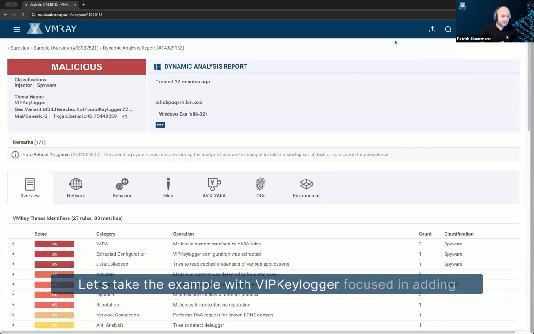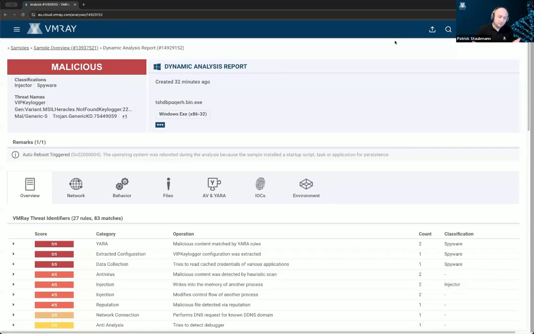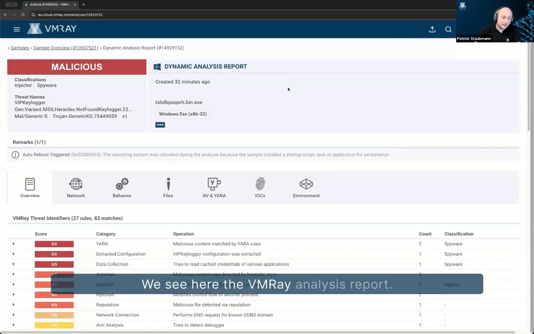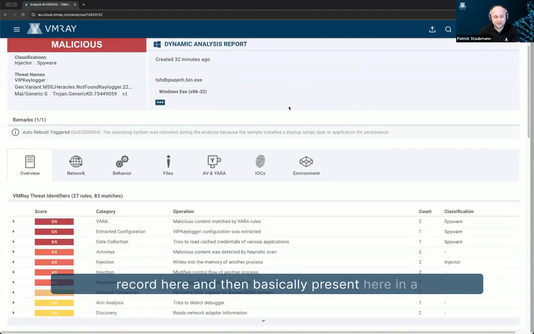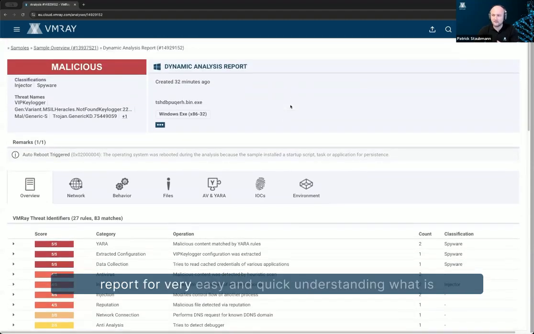Take the example with VIPKeylogger, focused on adding additional detections for this specific malware family. We see here the VMRay analysis report. That's basically the behavior that we observed during the execution of a file that we recorded, and then present here in a report for very easy and quick understanding of what is going on.